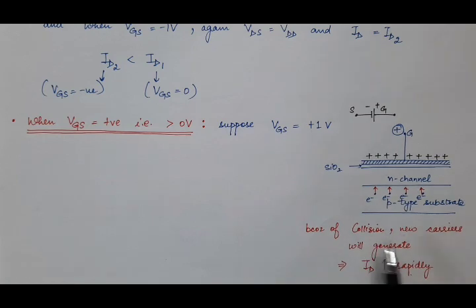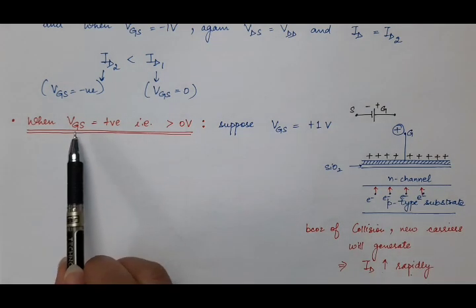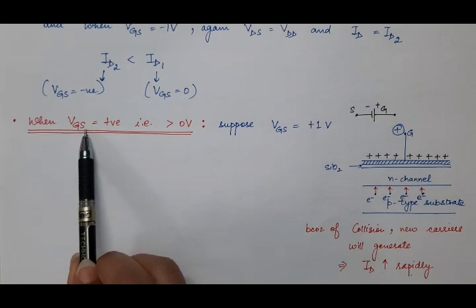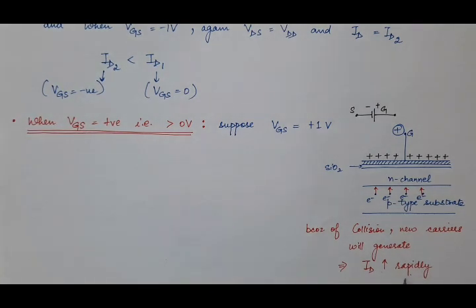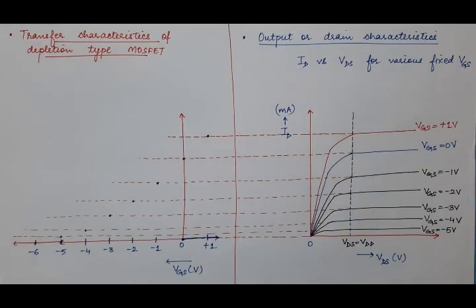because of the collision of these accelerating electrons with the other particles here, new charge carriers will be generated, and there is a large increase in this drain current, and this is quite a rapid increase. So by making the gate terminal positive with respect to the source, drain current increases. So that is all about the working of N-channel depletion type MOSFET.